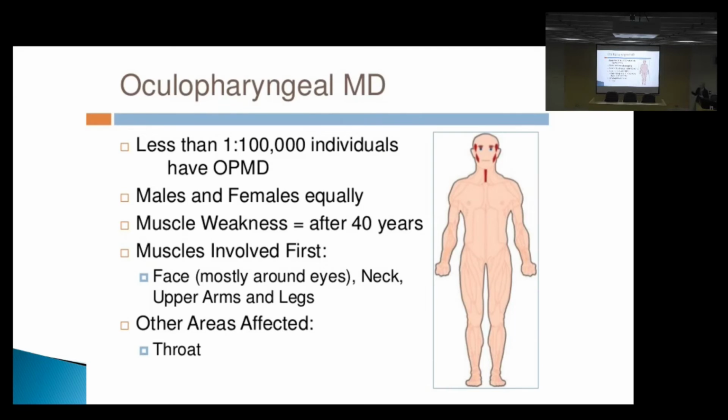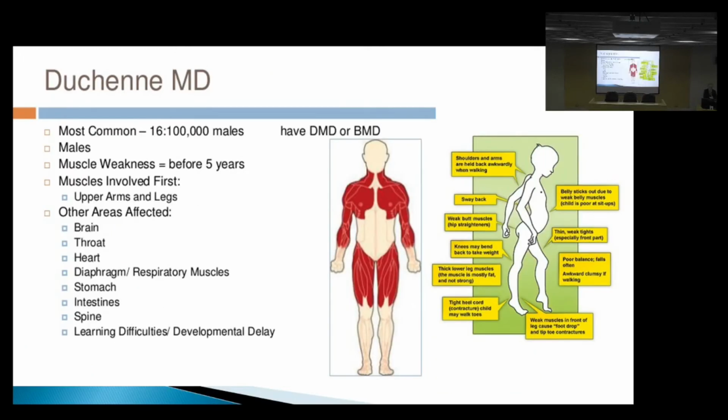Oculopharyngeal, it's again the same frequency as Emery-Dreifuss. It's affecting both males and females. It's generally after the age of 40. You see later, right? The face is affected first, and the other regions are the throat. They will have swallowing difficulties.